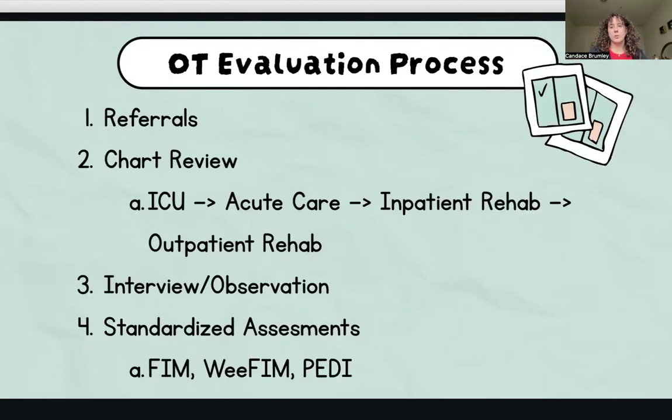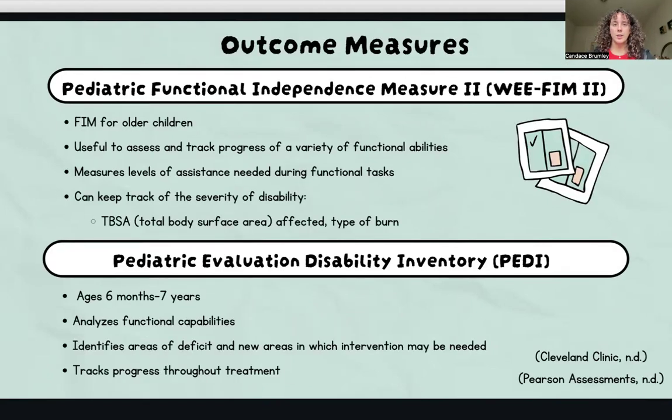This is the evaluation process. First, we would get that referral. We would do a good chart review based off of what setting they're in, whether that's ICU, acute, inpatient, or outpatient. Interview parents, interview the child, and do informal direct observation of the child in their most natural environment, and that may be the hospital for now, whatever environment they're currently in and functioning in. And then there are some standardized assessments that we can do, which I will talk more about right here.